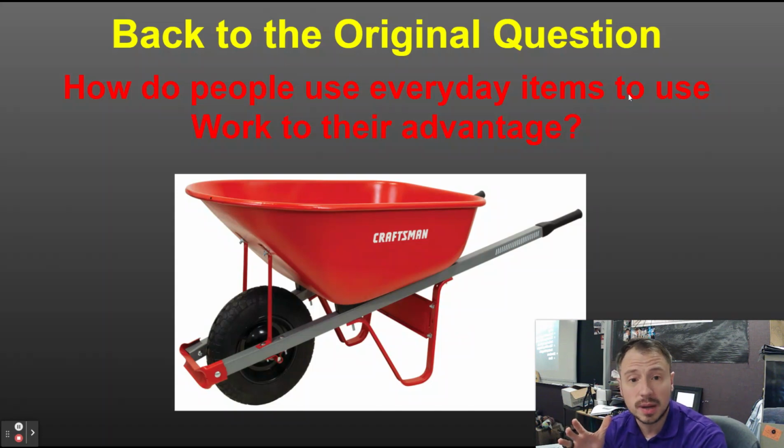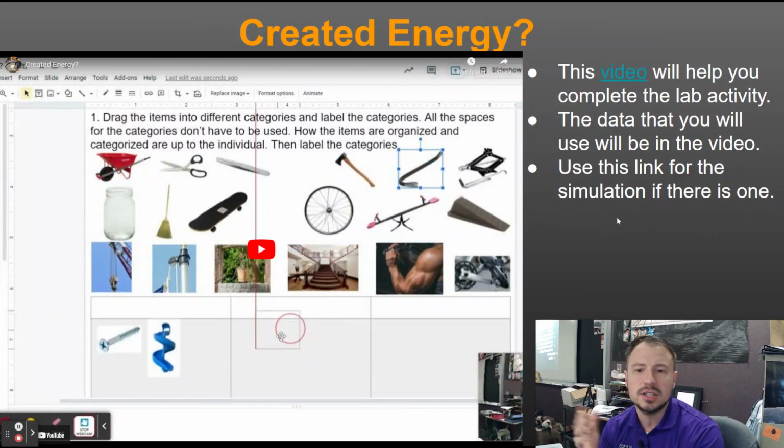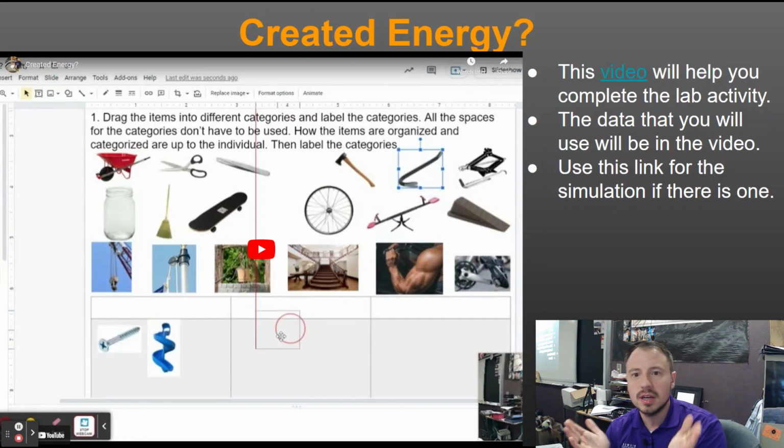So we've already sort of talked about ramps. That brings us to this one, right? This is a lab called Created Energy. Spoiler alert, no energy is created. Energy cannot be created. But you can see in this one, you're just taking these different objects and categorizing them. How would you categorize them? What do they do? What do they allow us to do?